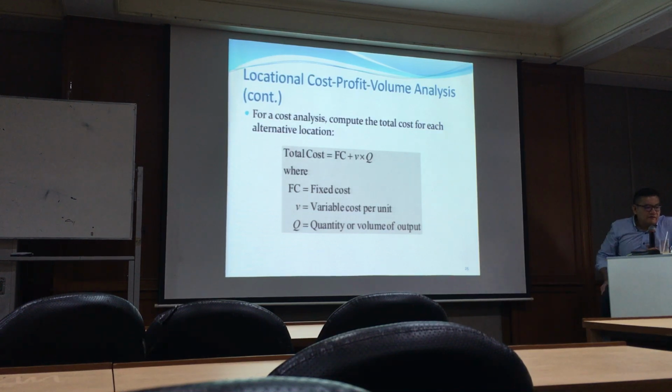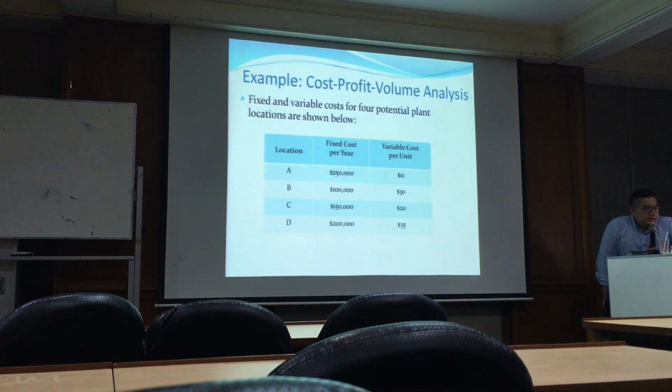For example, if I have location A, the fixed cost is $250,000 per year and the variable cost per unit is $11. Location B has a different fixed cost of $100,000, and the variable cost per unit is $30. C has $150,000 as a fixed cost and $20 as a variable cost, and the last one, location D, has $200,000 for fixed cost and $35 for variable cost.